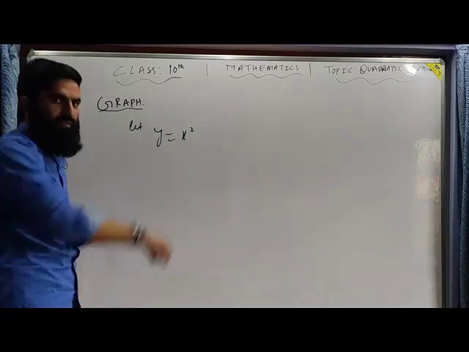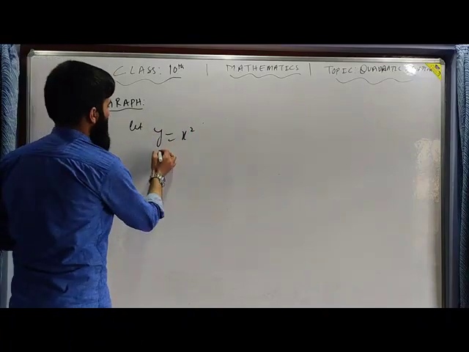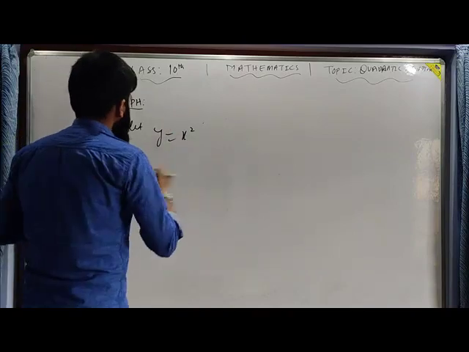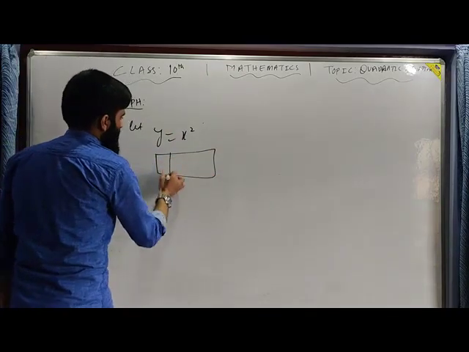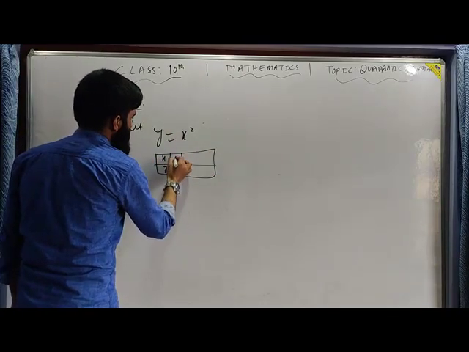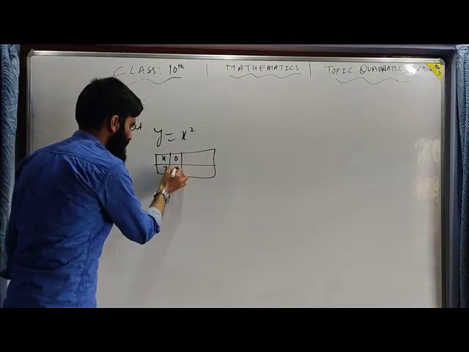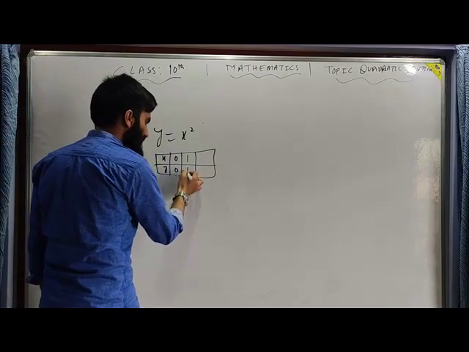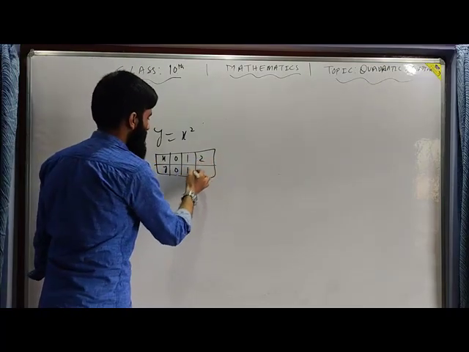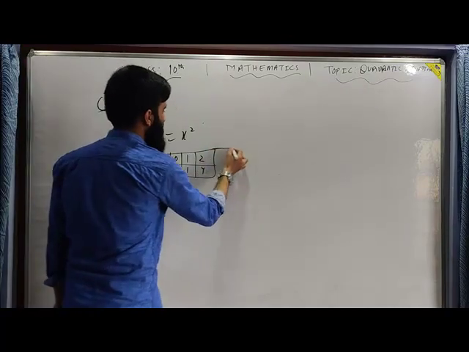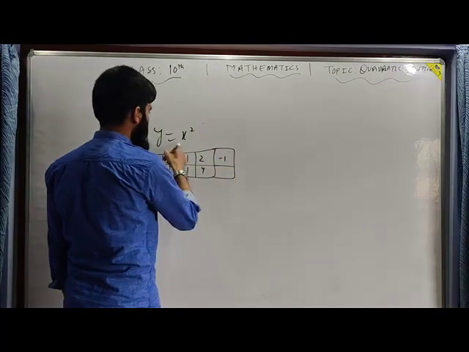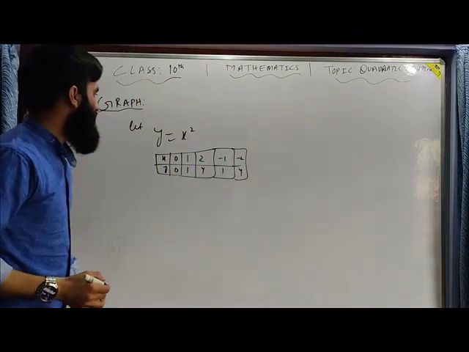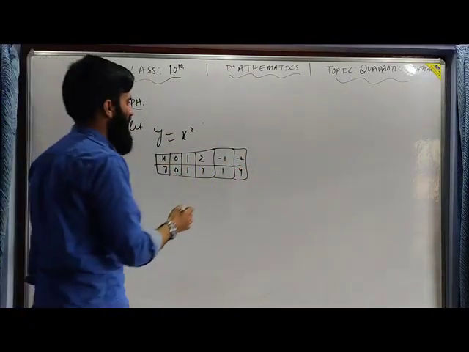If you have to sketch the graph of it, you can say this is f of x or p of x, a quadratic polynomial. Make a table with x and y. If x is 0, y is obviously 0. If x is 1, y is 1. If x is 2, y is 4. If x is minus 1, y is plus 1. If x is minus 2, y is plus 4. And you can take myriads of values over there.